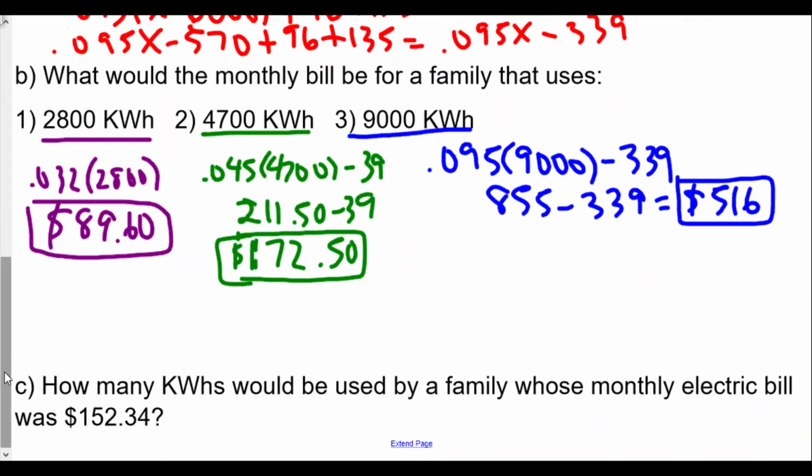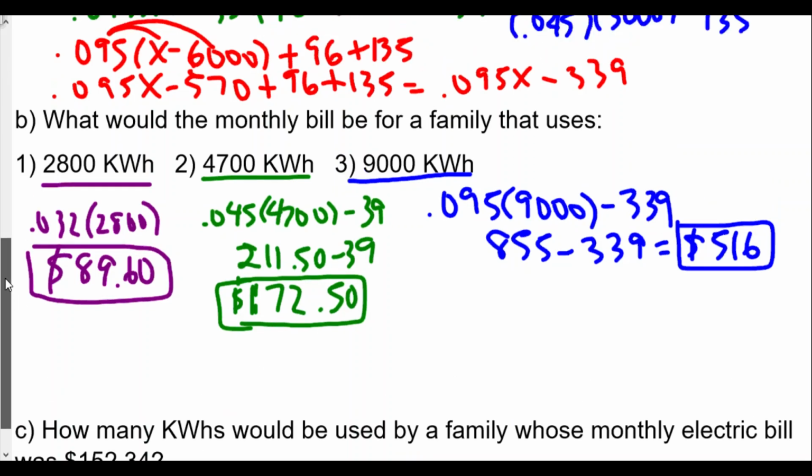And now for the last one, C: how many kilowatt-hours would be used by a family whose monthly electric bill was $152.34? Okay, so now this one is a little bit trickier. We have to figure out, we definitely know in this case, well, a couple of things.